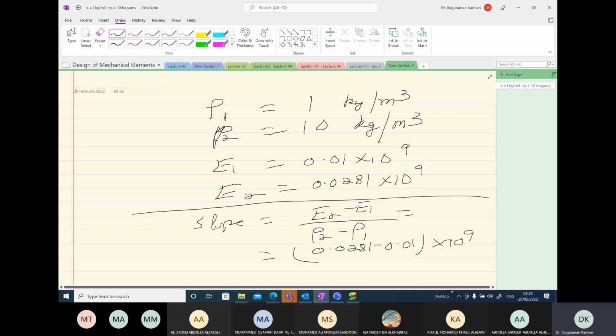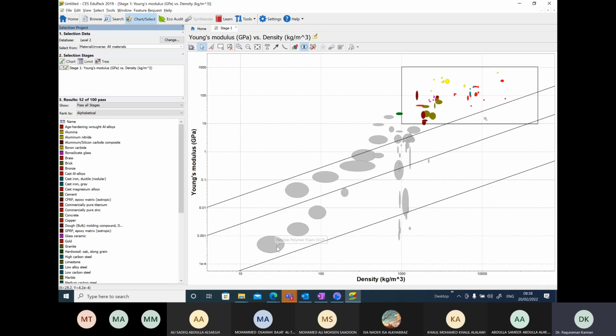Times 10 power 9 divided by 10 minus 1. Okay, so this is how you can calculate the slope approximately. Even if you do not know what the values are here, I have showed you in the logarithmic scale. It will be 20, 30, etc. and you can approximately get what is the slope if you are required to get the slope.